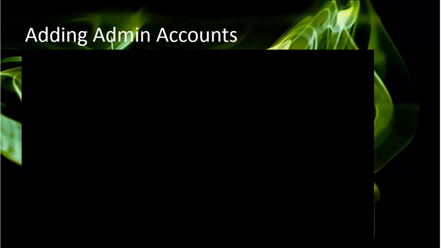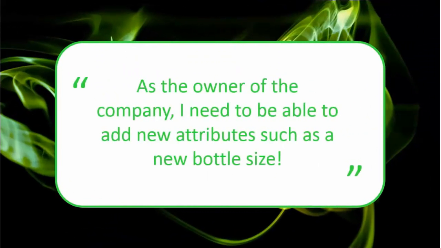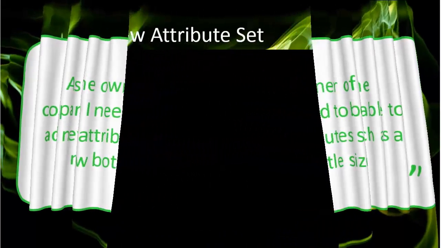Now that we see how we can edit the access to the site by adding admin accounts, let's take a look at our next user story. As the owner of the company, I need to be able to add new attributes such as a new bottle size. Definitely as changes happen, we need to be able to keep up with those changes. So let's take a look at how we're going to do that by creating a new attribute set.